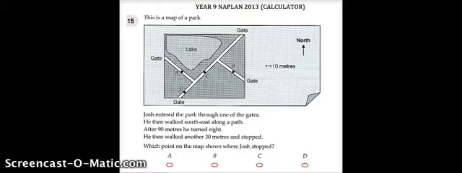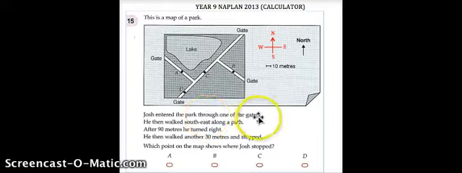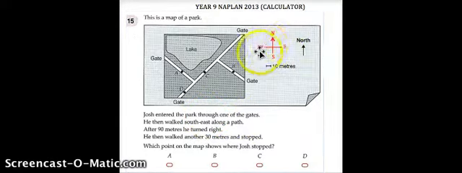Pause the video and attempt the question. Now, we do have a north sign there, but I would add a north, south, east, west sign. And if he enters the park through one of the gates and then walks southeast, if we look at this compass rose here, southeast would be heading down in a direction like this. So he needs to be heading southeast to start off with.